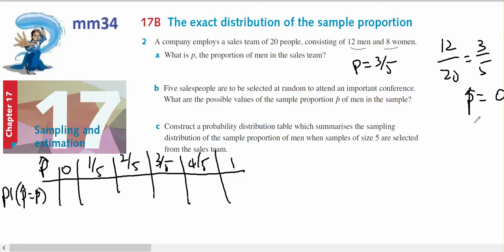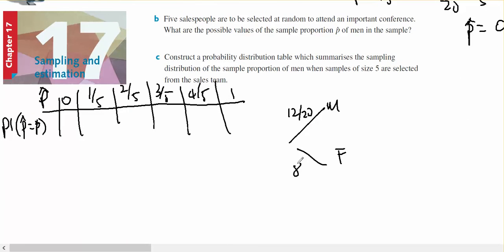So I'm choosing 5, and my probabilities change because when I choose my first, I can choose a male or I can choose a female. The male will be 12 out of 20 and the female will be 8 out of 20. But when I choose my second member, I've now only got 19 to choose from, and since my sample is small, not a large population, I can't use the binomial. I have to draw a tree diagram or work it out.